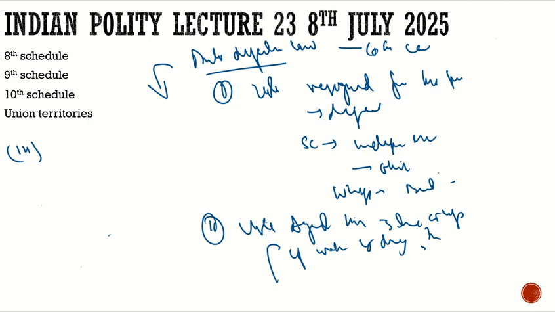Now what will happen to me? If after the election I join any political party, I will be disqualified. So it will lead to disqualification. If I am an independent member, and after election I join any political party, I will be disqualified. This is the third.